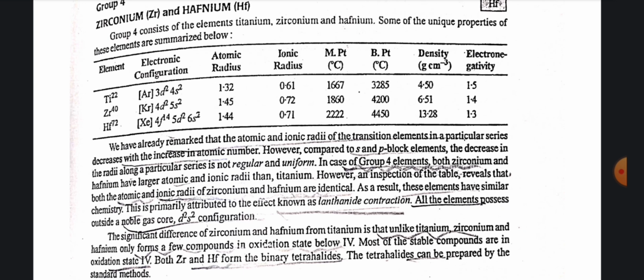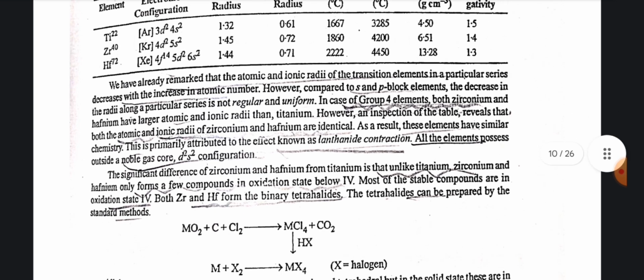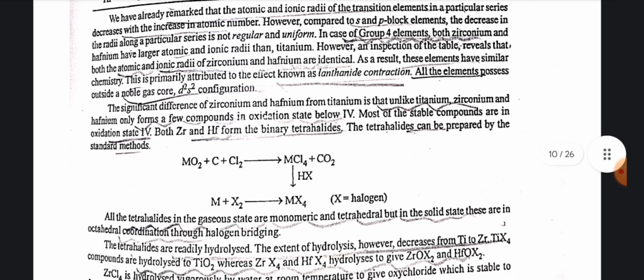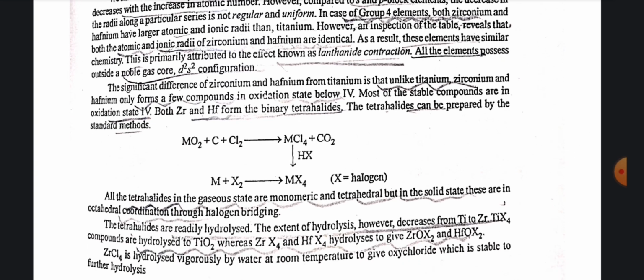However, compared to s and p block elements, the decrease in the radii along a particular series is not regular and uniform. In the case of group 4 elements, both zirconium and hafnium have larger atomic and ionic radii than titanium. However, an inspection of the table reveals that the atomic and ionic radii of zirconium and hafnium are identical. As a result, these elements have similar chemistry. This is primarily attributed to the effect known as lanthanide contraction.